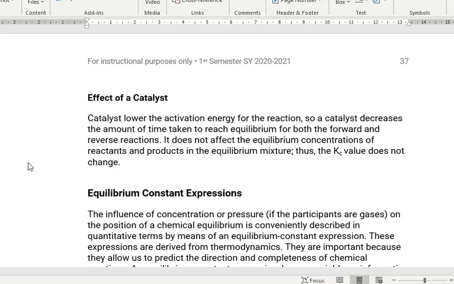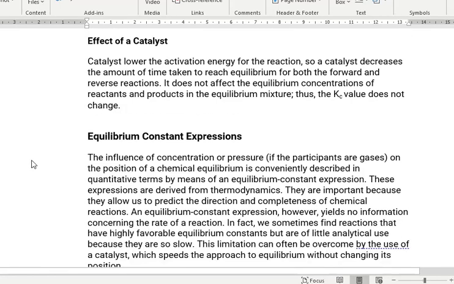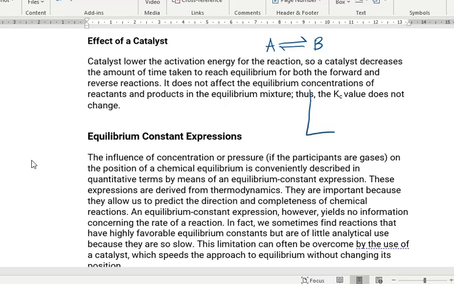Okay. Now, let's look at the effect of a catalyst on an equilibrium system. Okay? So for example, we have the equilibrium system A that goes to B. Now, we know that a catalyst lowers the activation energy for a reaction. So for example, this is time here. So, okay? So initially, we have A, di ba? Initially, we have A.